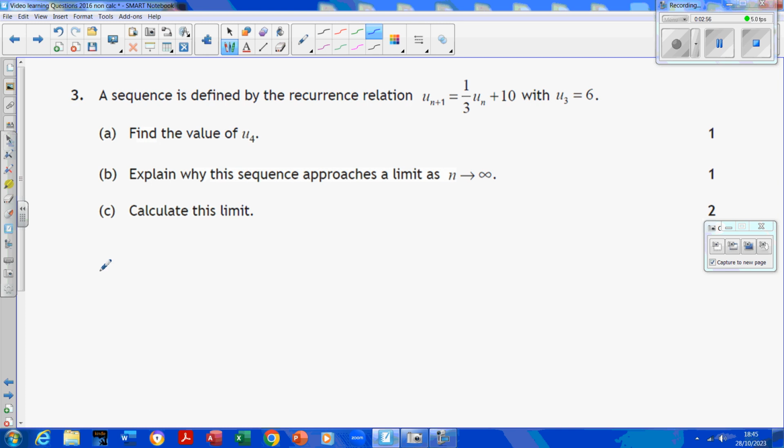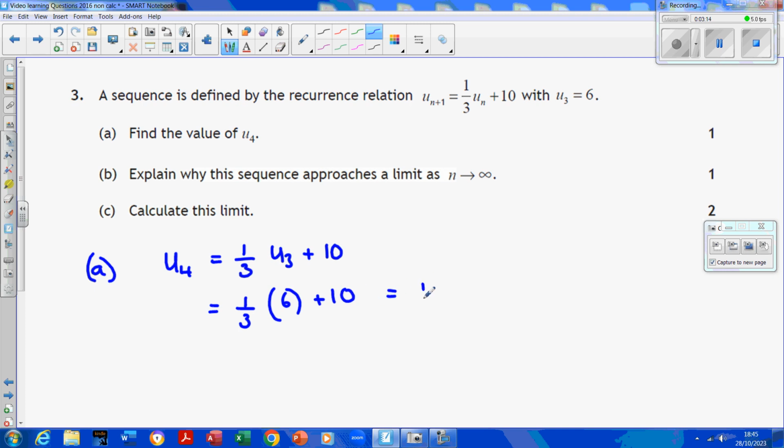Okay, so we want the connection between u4 and u3. So u4 is equal to, I'm going up here, it's going to be a third of u3 plus 10. So that is equal to a third times u3 is 6, add on 10. A third of 6 is 2, 2 plus 10 gives me an answer of 12. Only 1 mark, that's quite an easy wee question to do.